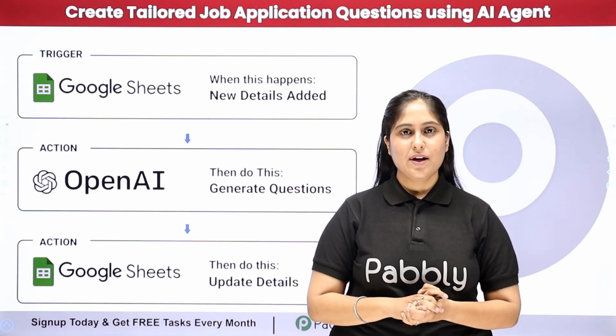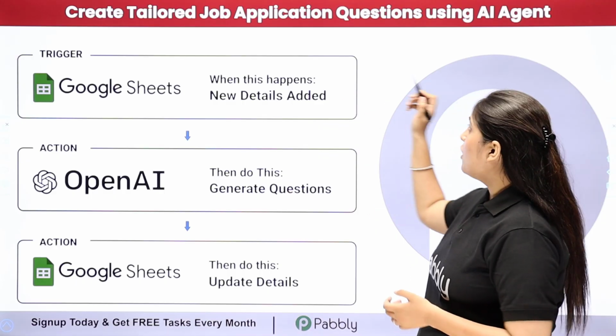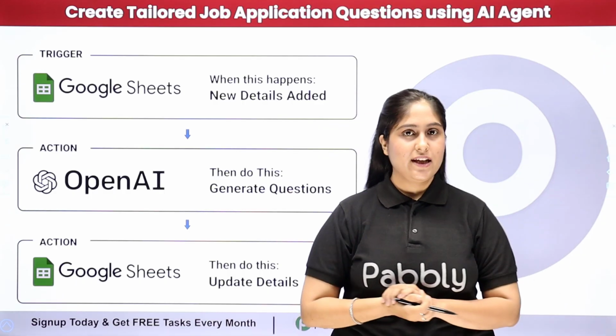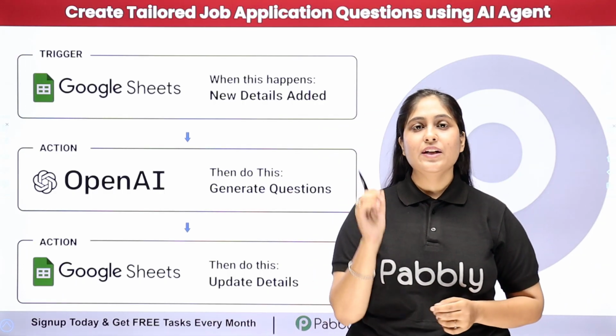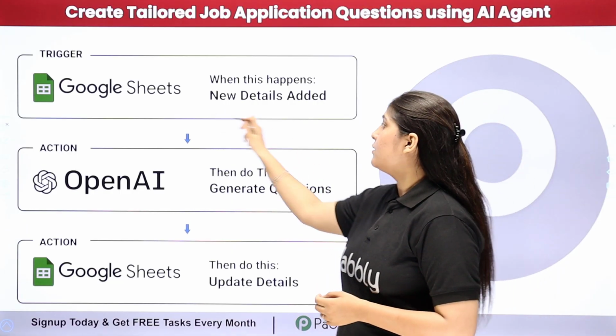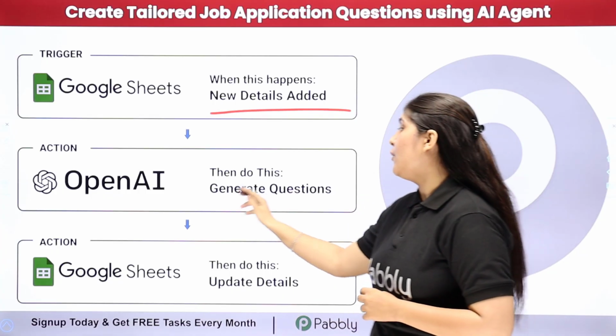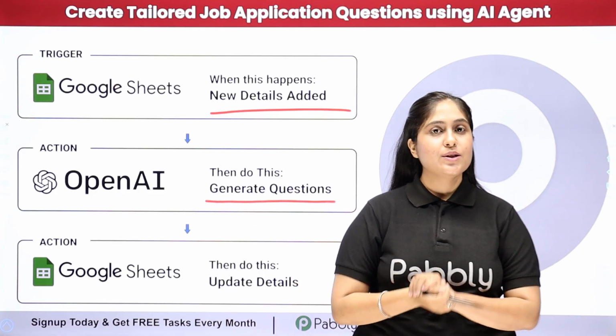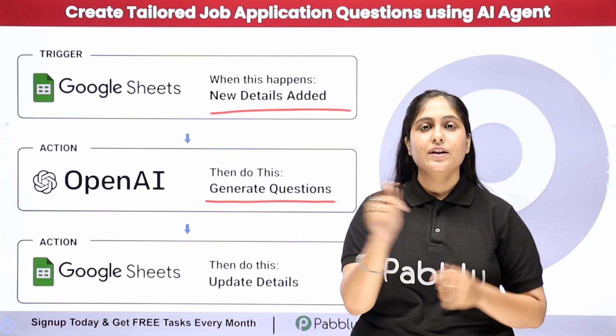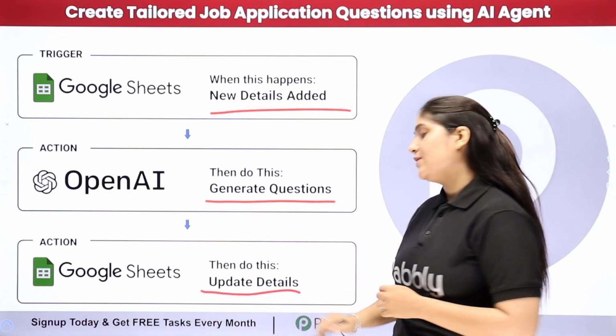In this video, we are going to understand how to create tailored job application questions using an AI agent. So here my objective is that whenever I add a new detail in my Google Sheets, then automatically, using the details, OpenAI should generate the questions. And after generating the questions, they should automatically be updated in my Google Sheets under a specific column.